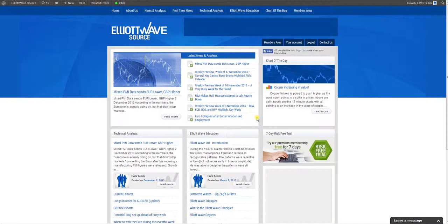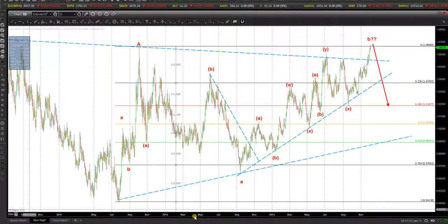Today is December 4th, 2013, and today we will go over two key pairs going into the day, and that's the Aussie Kiwi and the dollar CAD. And let's just start out with the dollar CAD.